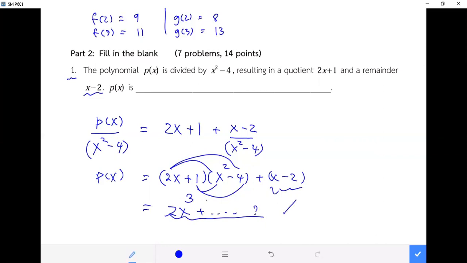Okay, you do it by yourself. It's so easy. This is your answer. Fill in the blank, so just write the answer. You don't need to show the solution here. Write it in your scratch paper, and just write your answer here, like 2x cubed, and then go on. Save the time. Easy.